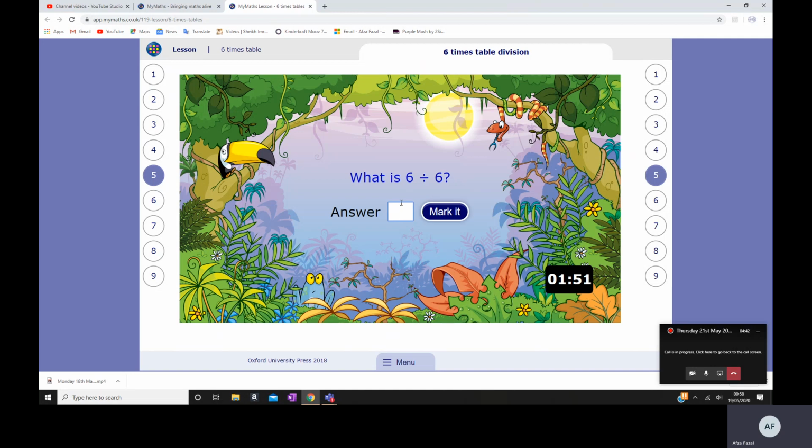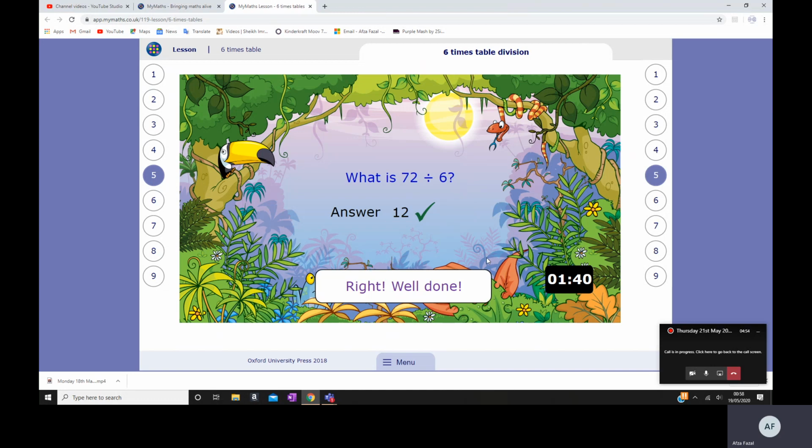6 times 7 is 42. 6 times what is 6? How many 6s go into 6? 72 divided by 6. How many 6s go into 72? That's how you carry on and then you go ahead with it, okay?